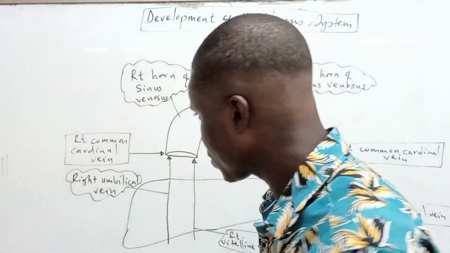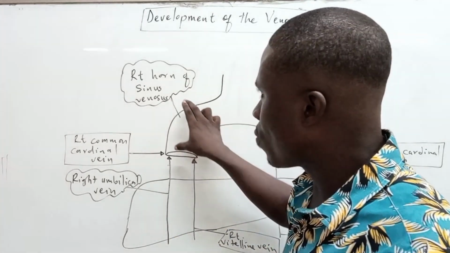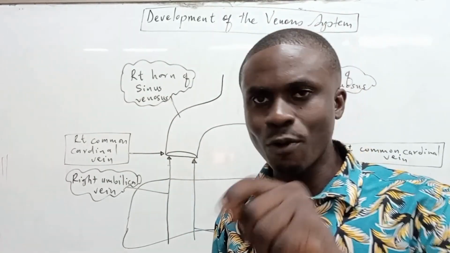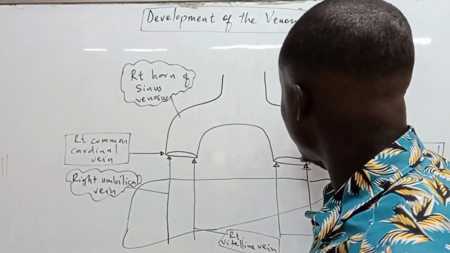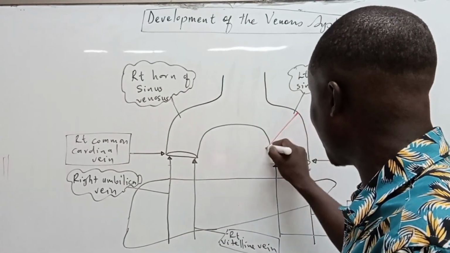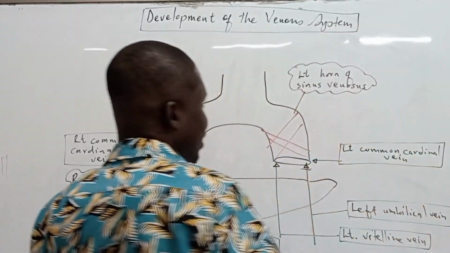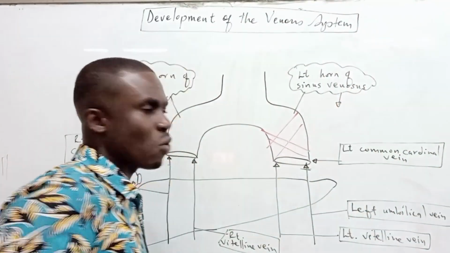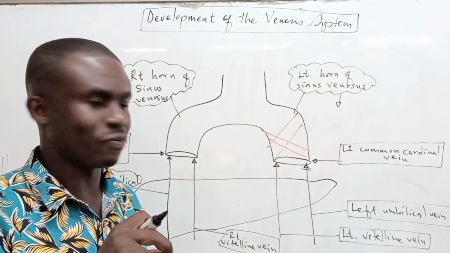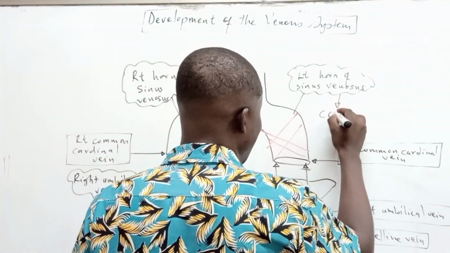The first thing. Now, what we will see is that out of the right and left horns of the sinus venosus, one thing I want you to become aware of is that the left one leaves. So I'm going to use red to cancel it out, that it leaves totally. So the left horn of sinus venosus leaves, and my friends, the remnant of it forms what we call coronary sinus.